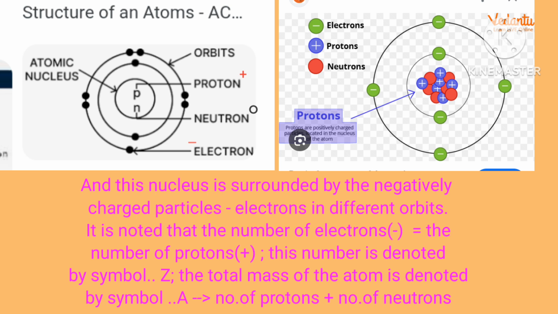It is noted that the number of electrons is equal to the number of protons present in the nucleus. This number is denoted by symbol Z. The total mass of the atom is denoted by symbol A. A denotes number of protons plus number of neutrons in the nucleus.